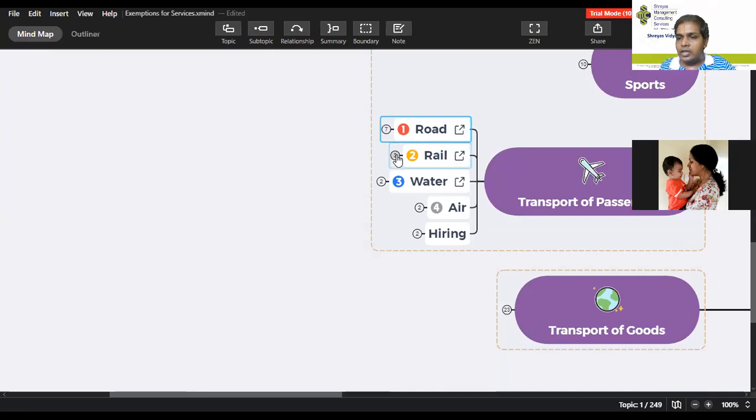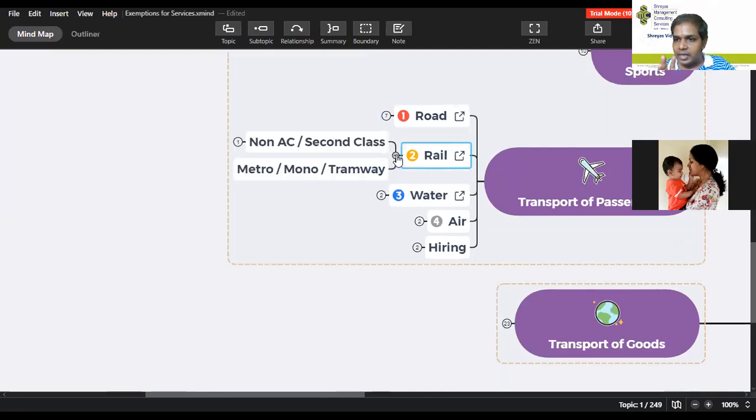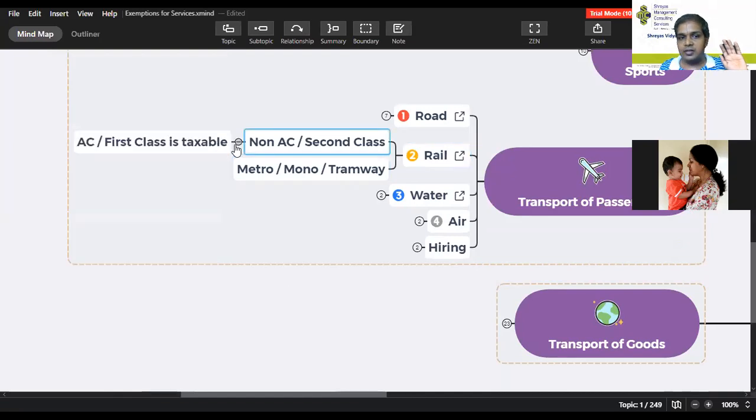So how do passengers get transported in rail? AC train, non-AC train. Simple. Okay, so very simple point. Non-AC second class is not taxable. Metro rail, monorail are also not taxable. Simple. If it is AC or first class, it will be taxable. That's about rail. Very simple discussion for rail.